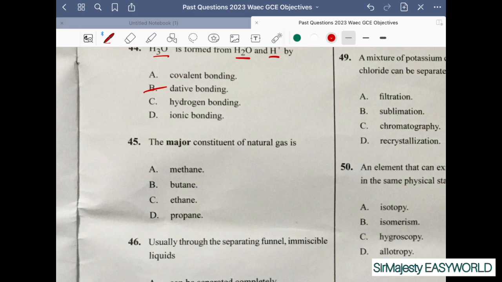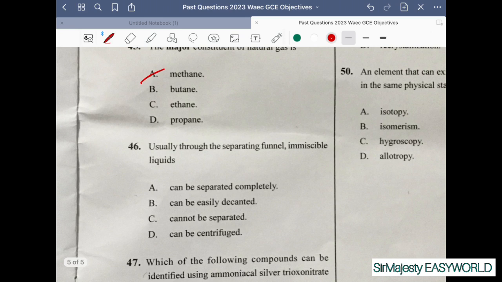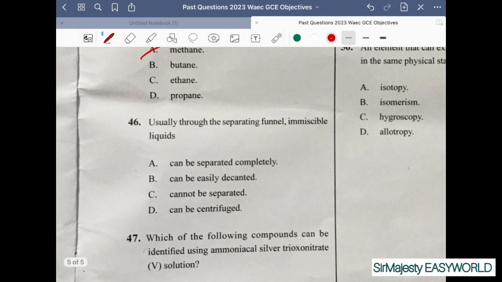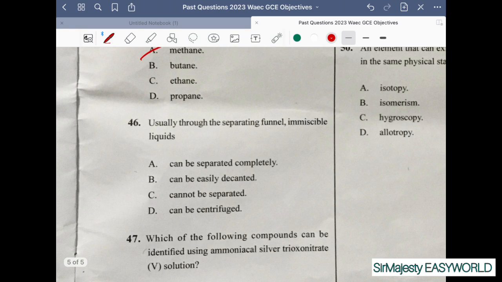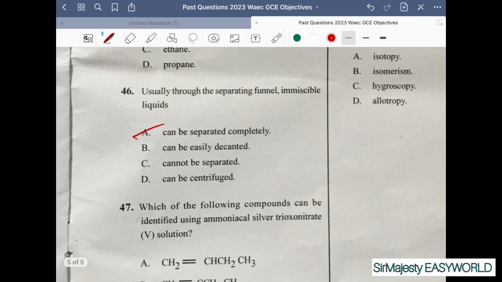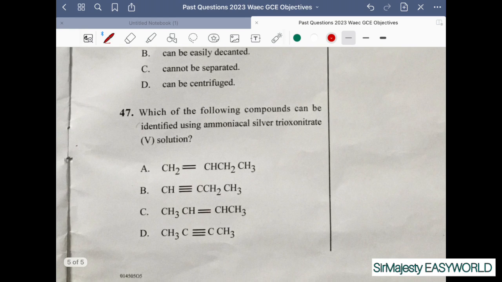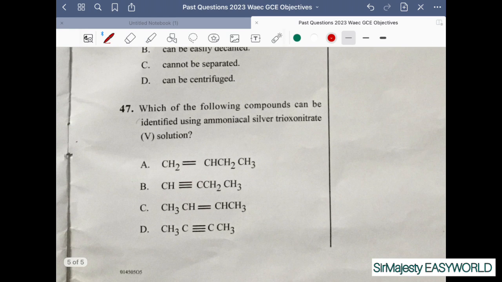45 says the major constituent of natural gas is methane. They love methane today. Usually through the separating funnel, immiscible liquids A can be separated completely, B can be easily decanted, C cannot be separated, D can be centrifuged. Can easily be decanted. Decantation should be A.